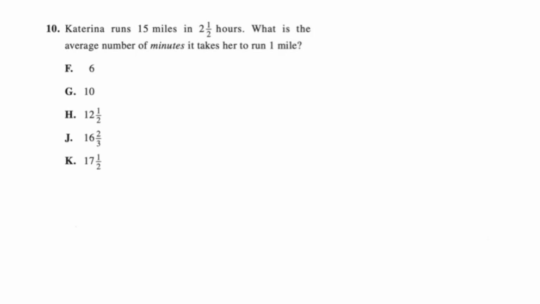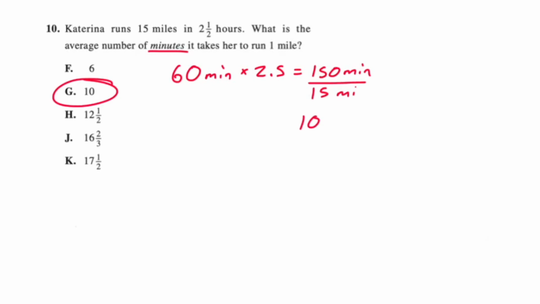All right, first off, they were nice enough to italicize minutes, just to make sure we notice that, because they did tell us about 2.5 hours. So first, let's change 2.5 hours to minutes. Of course, there's 60 minutes in an hour, so we'll do 60 minutes times 2.5 hours, and that gets us 150 minutes. And they want to know the average number of minutes it takes her to run 1 mile. So if we take the 150 minutes and divide that by the 15 miles that she ran, we would get 10. So the answer is G.